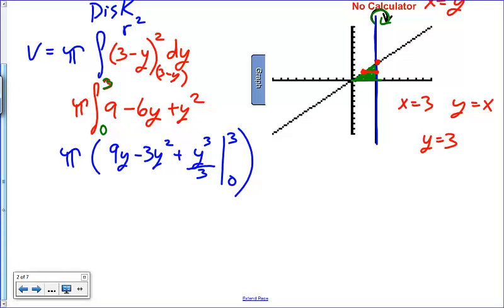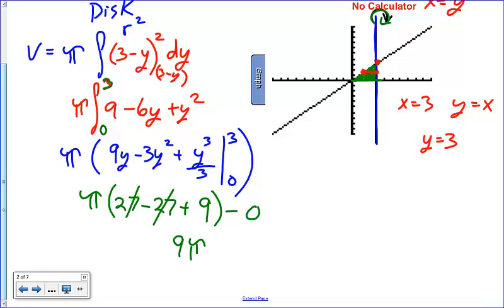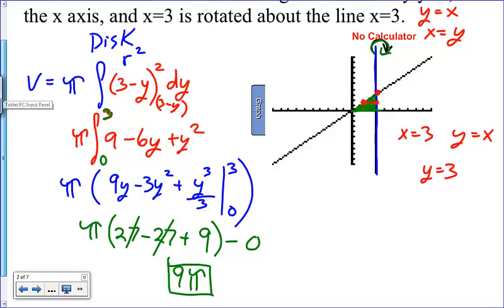When we go ahead and plug in 3, we should have 27 minus 9 times 3 is 27, plus 3 cubed is 27 over 3, I believe is 9, in case I'm going crazy. And then I'm going to subtract, plugging in 0, but that's just going to be 0. So multiply this whole thing by pi. It's kind of nice. The 27 is just canceled for us, and our answer is 9 pi, and that is an exact answer. It's a great answer. Feel free to pause if you have any questions or you'd like to go over it one more time.